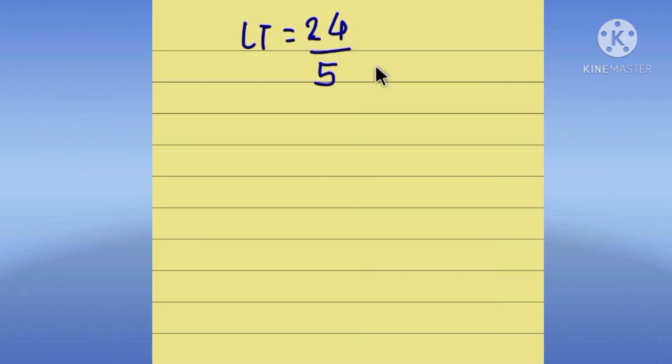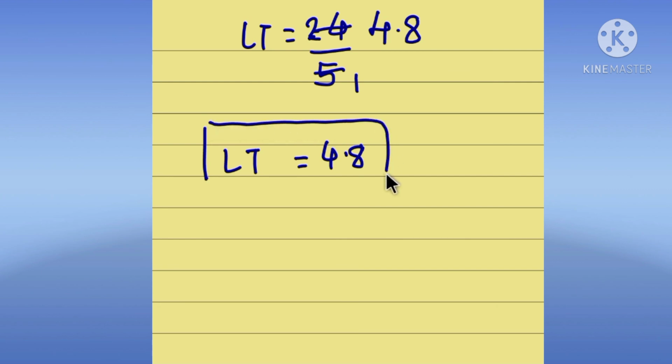Now we have to divide 24 by 5. So 5 ones are 5. 5 fours are 20. 24 minus 20 remain 4. 4 is a remainder. To divide the remainder, we have to give a decimal point. Now 4 becomes 40 and 5 eights are 40. So we got LT equal to 4.8. In this way, we find the value of LT. I think you understand it better.